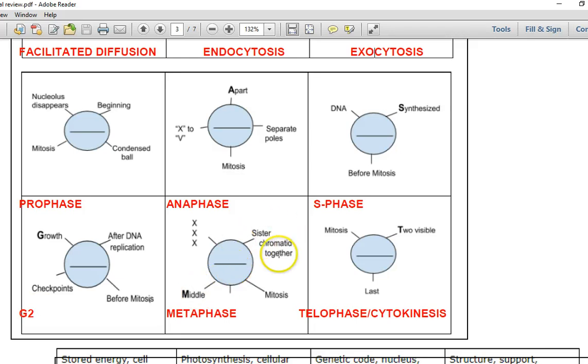Then we have sister chromatids together in the middle. We have these lined up here. That's metaphase. And then lastly, in mitosis, two visible cells start to form. It's the last phase, that is telophase, cytokinesis.